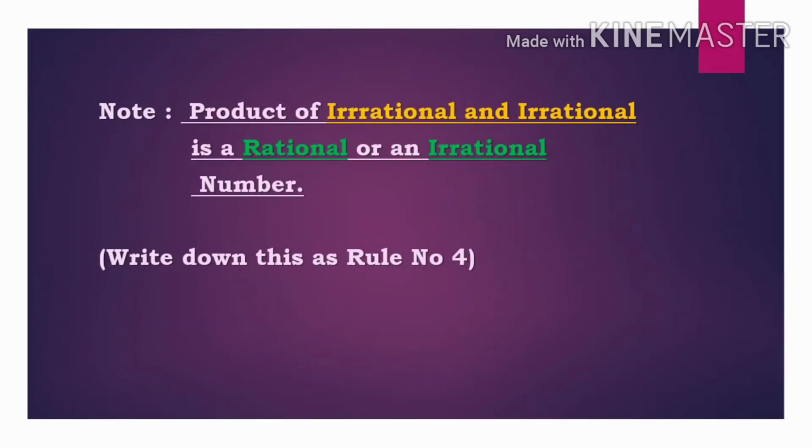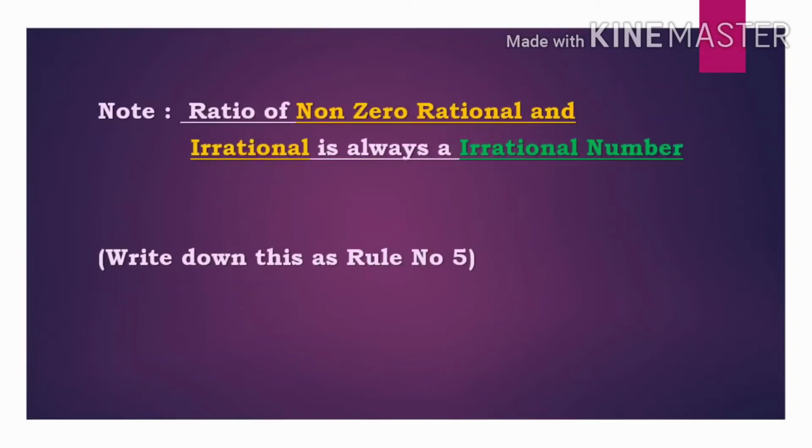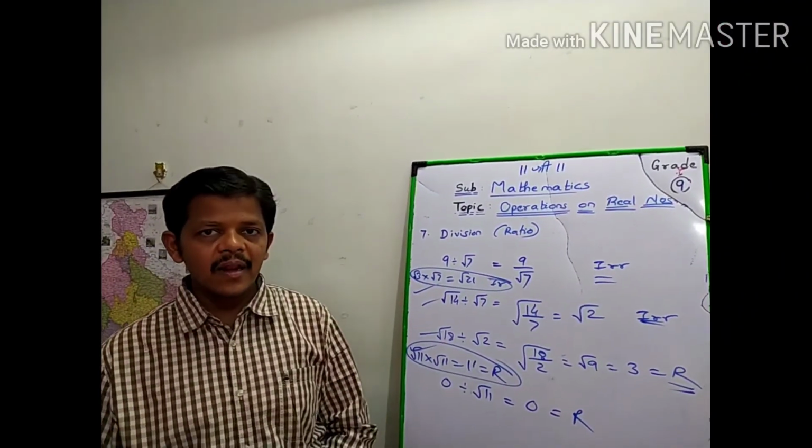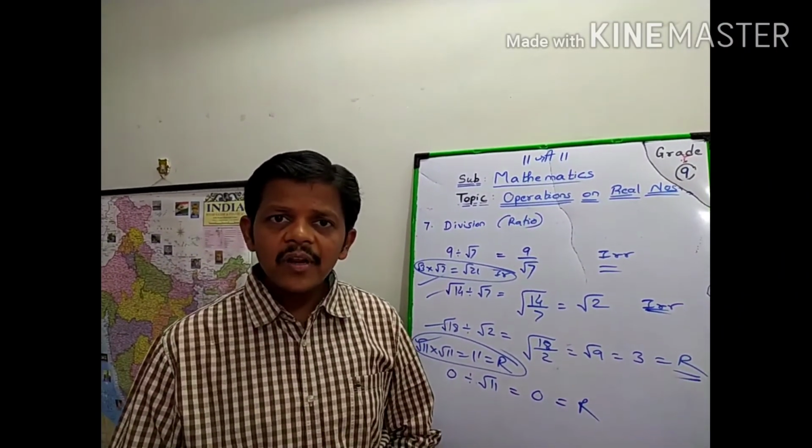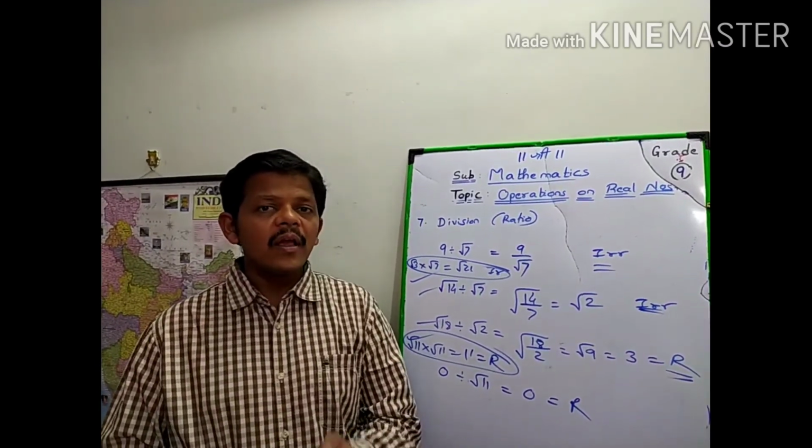Next rule, irrational and irrational, sometimes rational, sometimes irrational. Multiplied with itself, root 11 into root 11 gave us 11, which was a rational number. Next rule, and the last, is about the ratios what we had seen. The ratios are sometimes rational and sometimes irrational. So that's all, children, about the operations on irrational numbers.